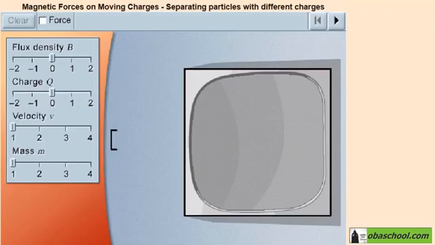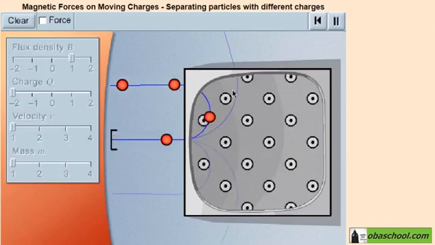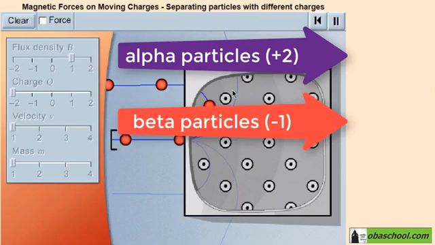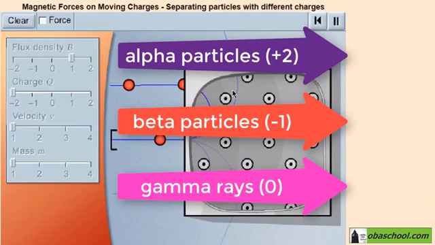Hello! In this activity, we're going to separate particles with different charges. Radioactive materials can emit alpha particles that are positively charged with 2 units of charge and a relatively large mass, beta particles that are negatively charged with 1 unit of charge and a relatively small mass, also, gamma rays that are uncharged.